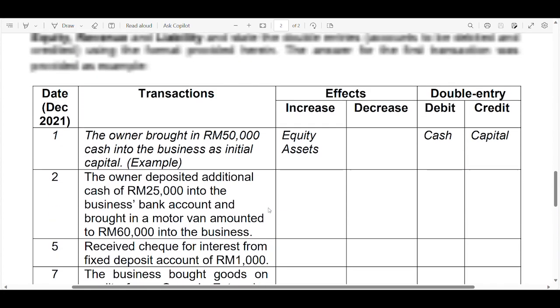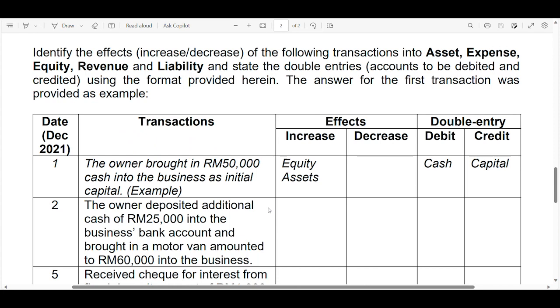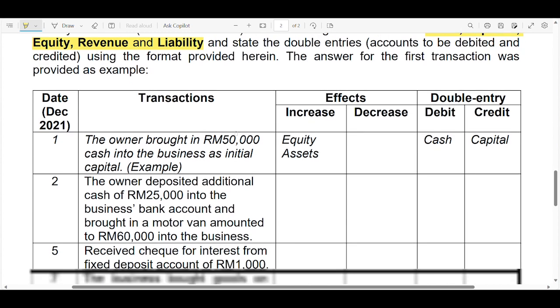But before that, let's first read the requirement. Identify the effect, increase or decrease, of the following transactions into asset, expense, equity, revenue and liability. So make sure when you write the answer for the effects of either increase or decrease, you use this accounting classification for each of the transactions. And then state the double entries, of which accounts to be debited and which account to be credited.